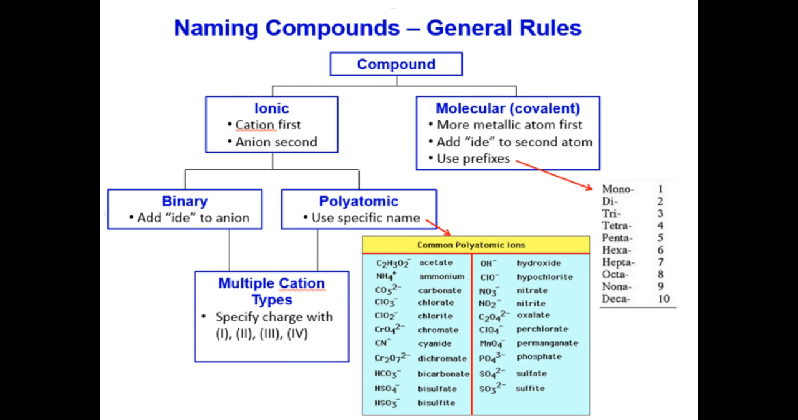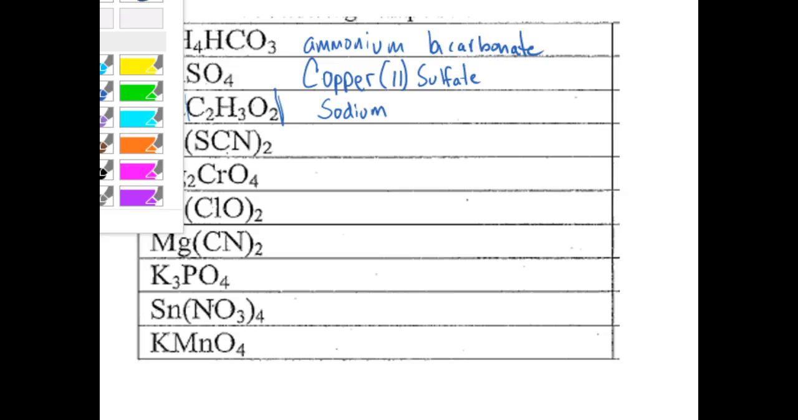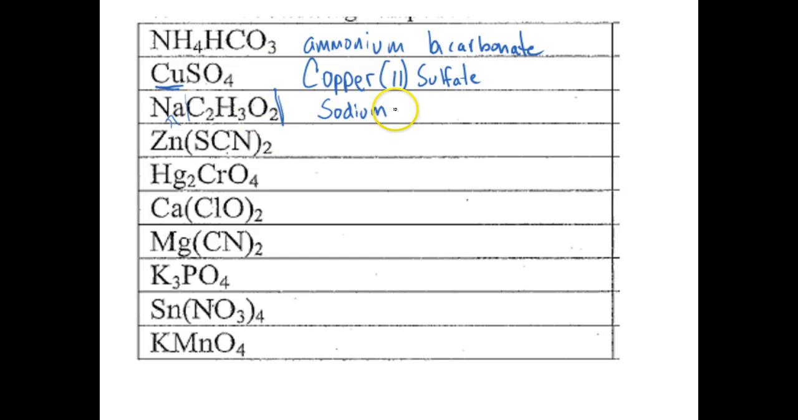All right, so we go back to the other one, and we have sodium acetate. All right, so that's a basic example of naming polyatomic ions.